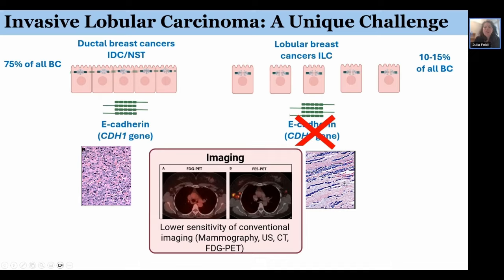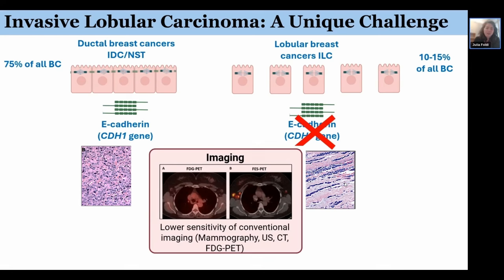So this leads to a number of unique challenges. One of them being an imaging challenge. This is just an example of the same patient having two different PET scans. On the left side is a traditional glucose-based PET scan, and there we do not see anything lighting up in this area that's showing the breast and the lymph nodes under the arm. And on the right side is a novel PET scan called FES, or estradiol PET, which is imaging the estrogen receptor. And you can see that in that same patient, this is lighting up the lymph nodes under the arm.